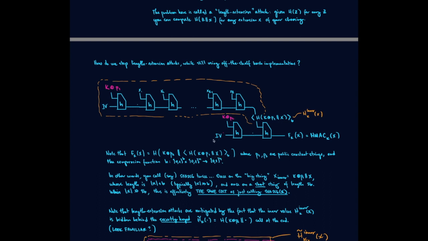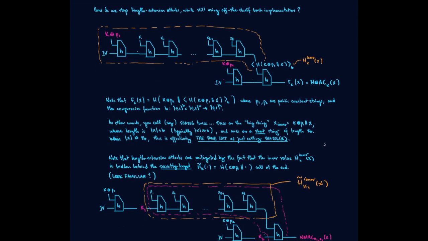So we use the off-the-shelf implementation. Notice here, it's just the IV, and then you process whatever input you provide. So I'm calling SHA-256 on this input here, and then I'm calling it a second time on this input. So I'm using the off-the-shelf implementation. And as I said, if X is long, then it's effectively the same cost as just calling SHA-256 once.